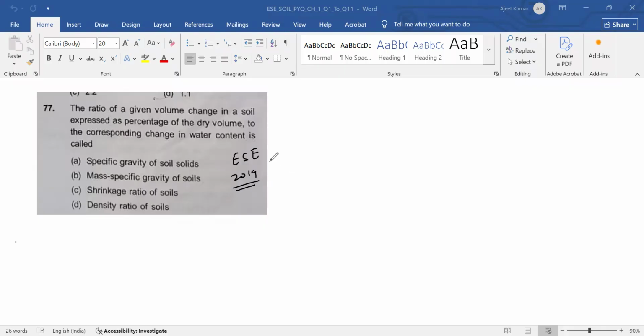Let me read this again. The ratio of a given volume change in a soil expressed as a percentage of the dry volume, so V1 minus V2 by V dry, to the corresponding change in water content, W1 minus W2. And what is this? This is nothing but the shrinkage ratio. So option C will be the correct answer.